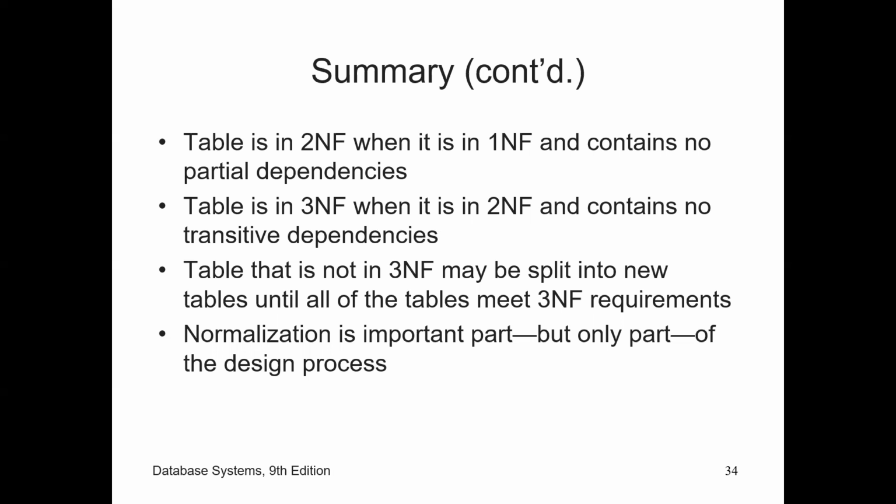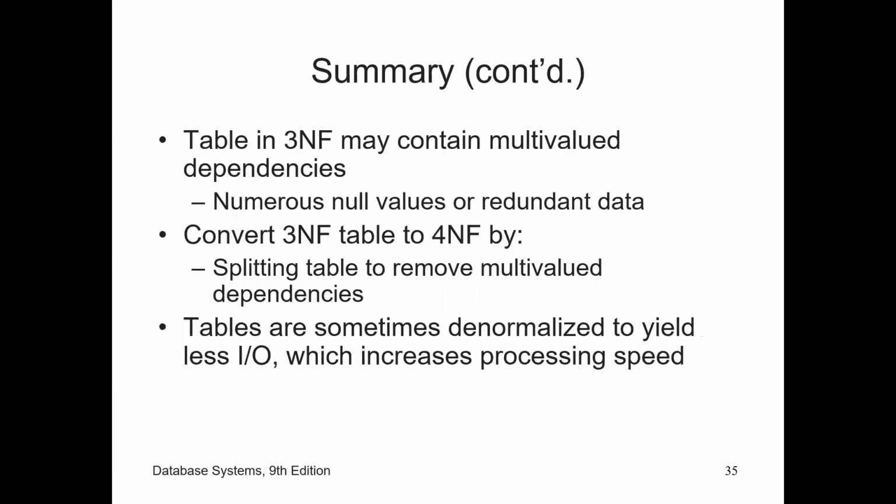A table that is not in third normal form may be split into new tables until all the tables meet third normal form requirements. Normalization is an important part, but only part of the design process. A table in third normal form may contain multi-valued dependencies, numerous null values, or redundant data. Convert a third normal form table to fourth normal form by splitting the table to remove multi-value dependencies. Tables are sometimes denormalized to yield less input or output, which increases processing speed.